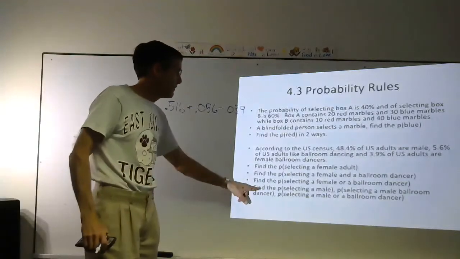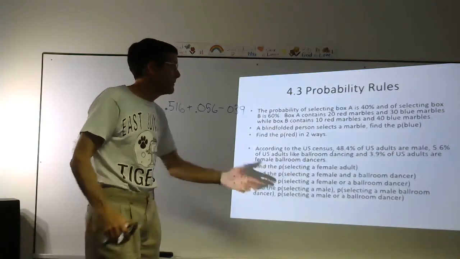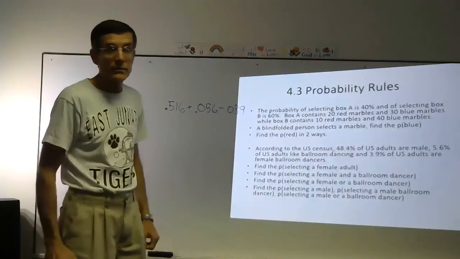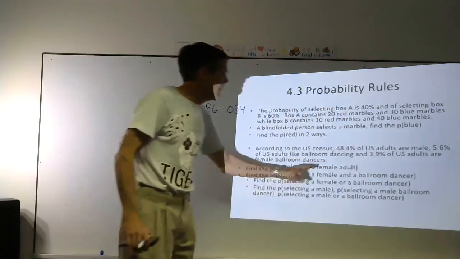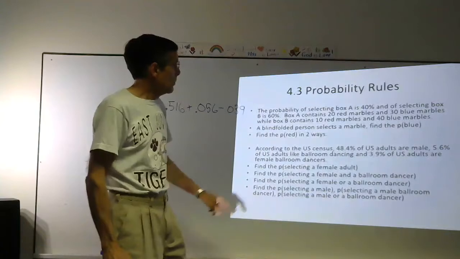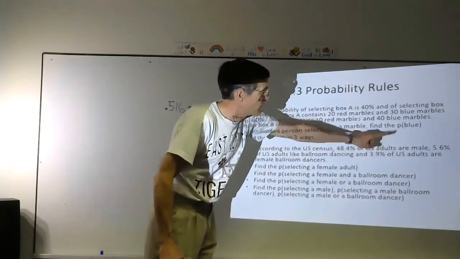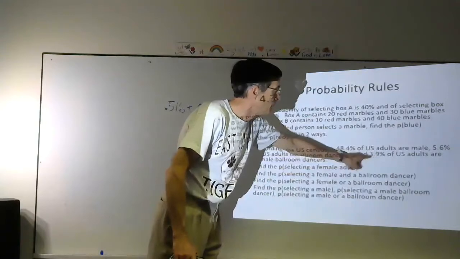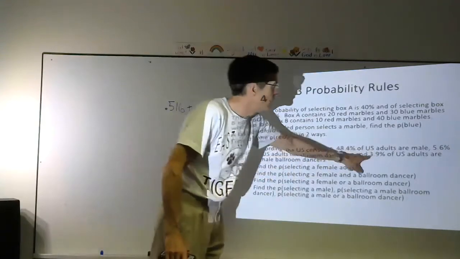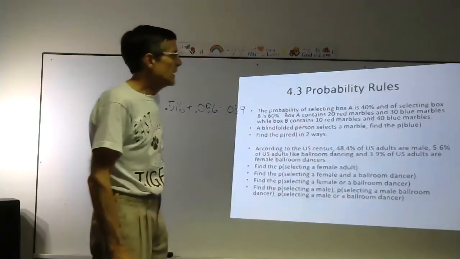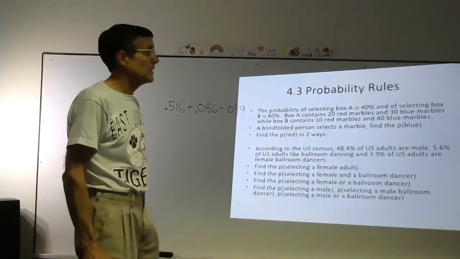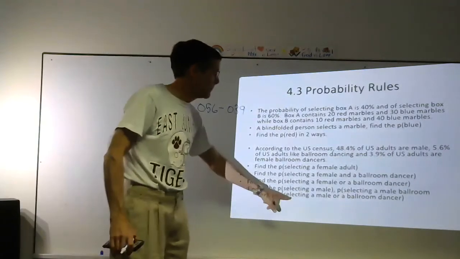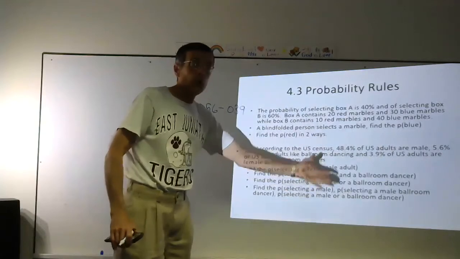Let's go down to this one. Find the probability of selecting a male. Getting a male, 48.4%. That's easy. Getting a male ballroom dancer: we know 5.6% of all adults like ballroom dancing, and 3.9% are females. So I could subtract that off, and that would be 1.7% are males.